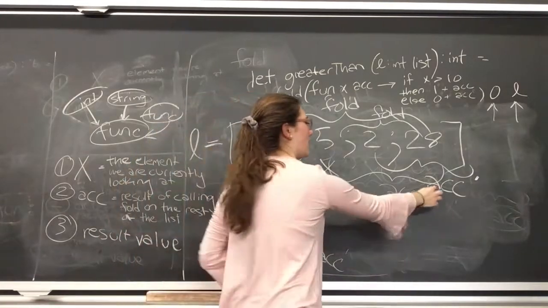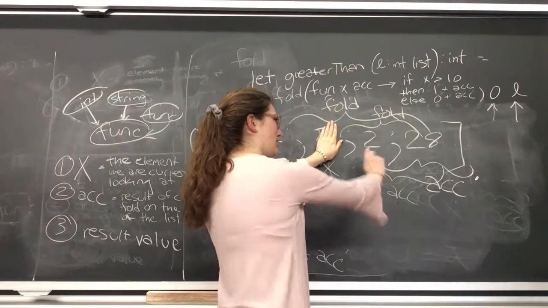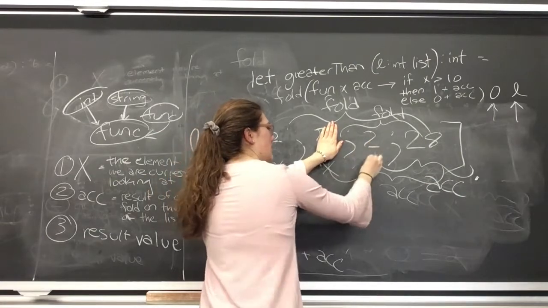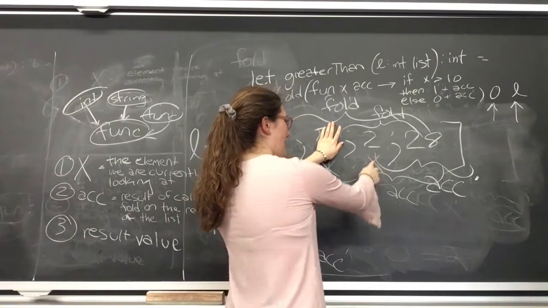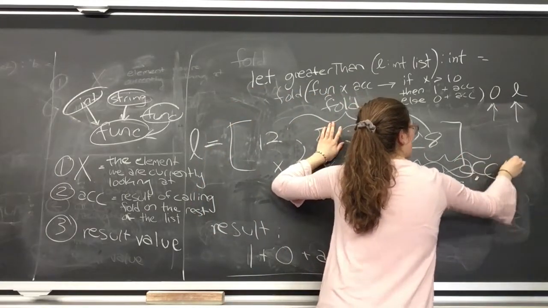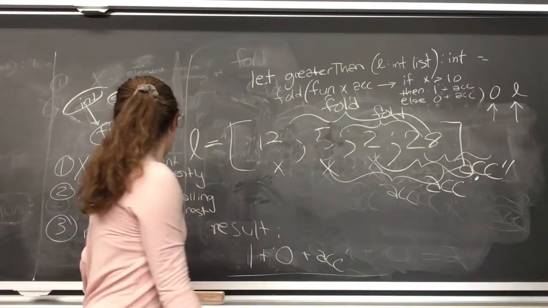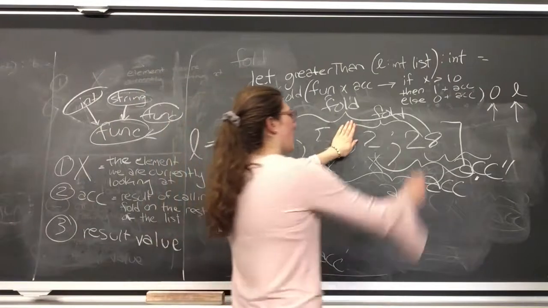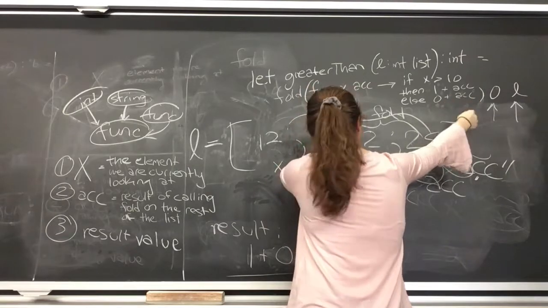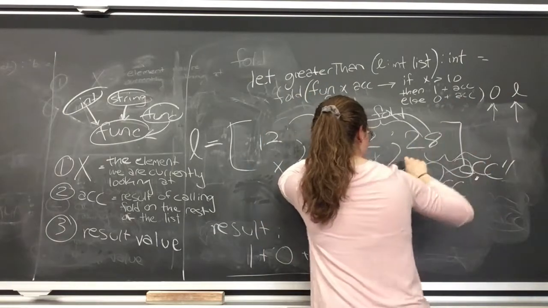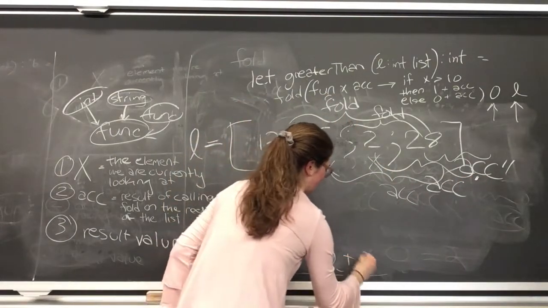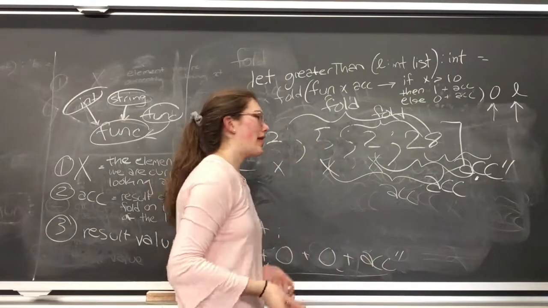All right, now let's figure out what acc prime is. So we're just looking at these two elements in the list, 2 and 28. Okay, what's our x value? Our x value is the first element in the list, 2. What's our acc value? That's calling fold on the rest of the elements in the list, so just 28. So let's call this acc double prime. Okay, so what's 3? What is our result value? So is 2 greater than 10? No. So we're going to return 0 plus acc, acc double prime, right? 0 plus acc double prime.